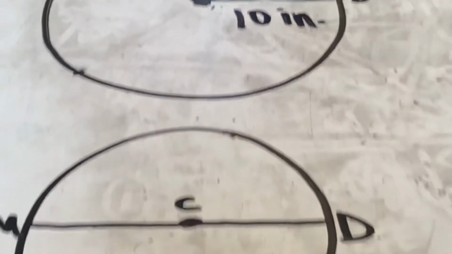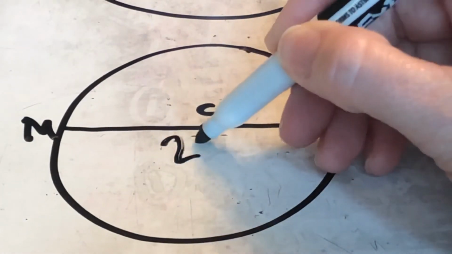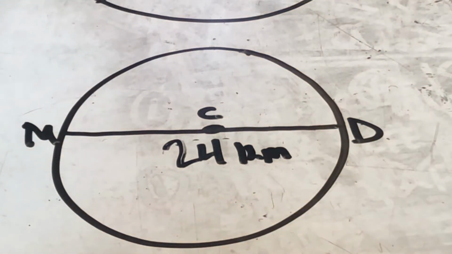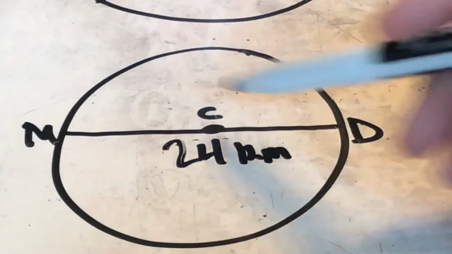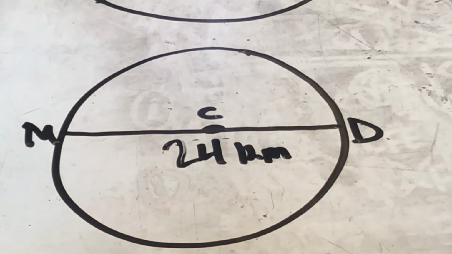If I go back down here and I have the diameter and I want to know what the radius is, say this is 24 kilometers. What would my radius be? If I know I had a diameter of 24 kilometers, what would my radius be? It would be 12 because it would be half of the diameter. So radius is always half the diameter. If you know the radius, you have to multiply by 2 to get the diameter. If you know the diameter, you have to divide by 2 to get the radius.